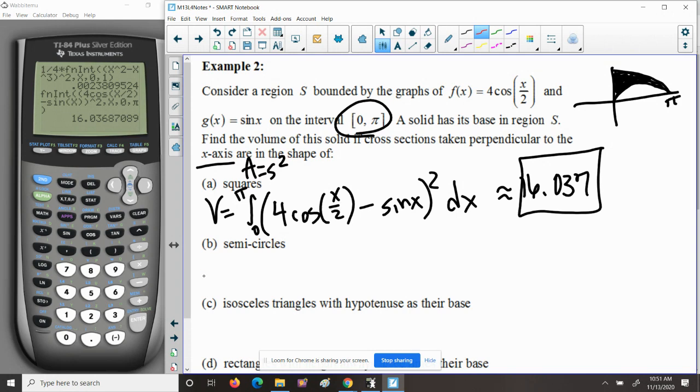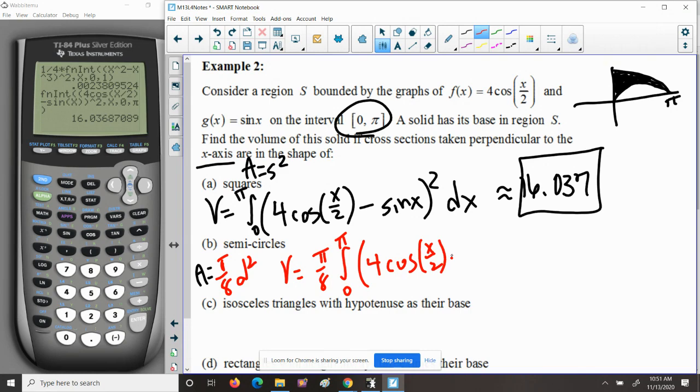Area here we said was pi over 8 times the diameter squared. So volume, we want to take pi over 8 times the integral from 0 to pi of the diameter squared. Diameter would be upper minus lower. Okay, let's find that value.